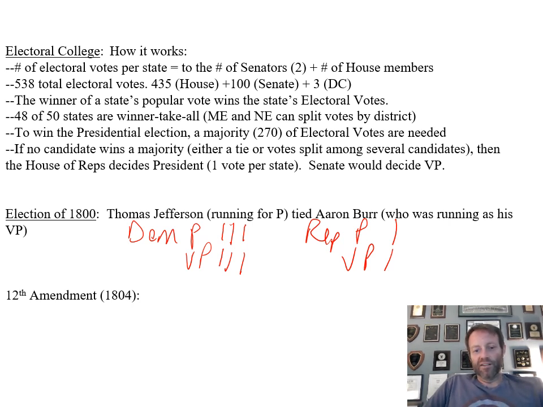That Aaron Burr finally said, "That's enough, Hamilton. I challenge you to a duel." And Aaron Burr, who was the vice president, killed Alexander Hamilton. So it's sort of a crazy situation, which would be an interesting movie in today's world.